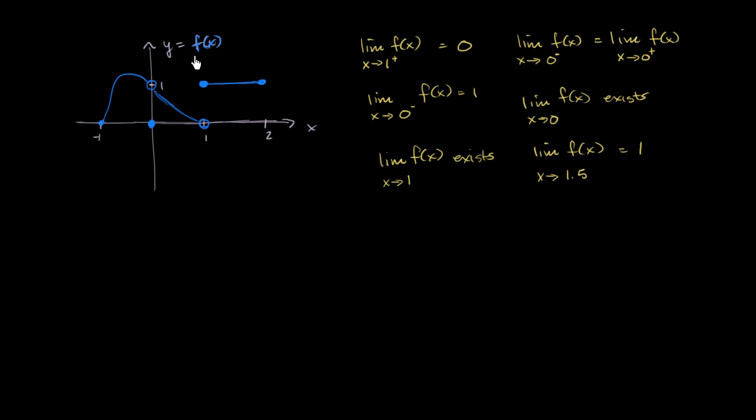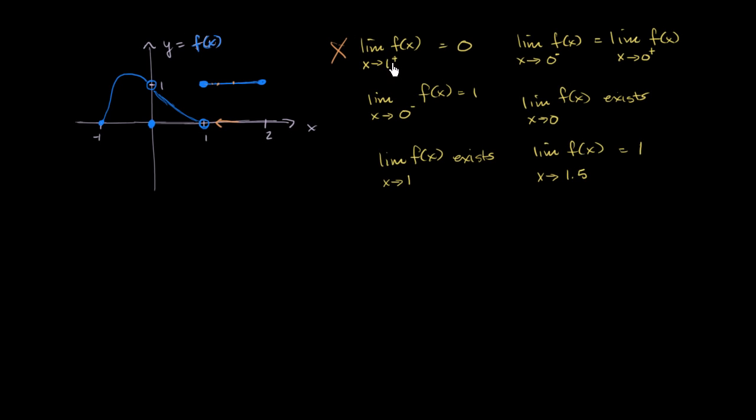So let's look at it. We're talking about as x approaches 1 from the positive direction, so for values greater than 1. As x approaches 1 from the positive direction, what is f of x? Well, when x is, let's say, 1.5, f of x is up here. As x gets closer and closer to 1, f of x stays right at 1. So the limit of f of x as x approaches 1 from the positive direction isn't 0. It looks like it is 1. So this is not true.